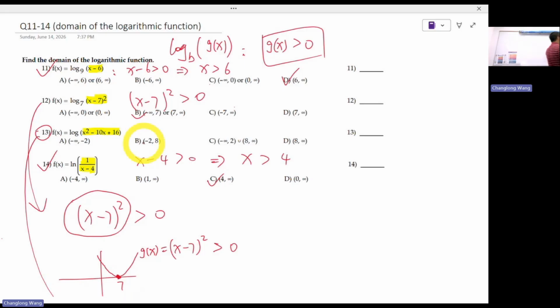I'm not saying that x has to be positive. I'm saying that whatever x you're supposed to take, we'll have to make sure that the things inside the log is positive. Now, number 13, so that's the only kind of problem. You have to do just a bit more algebra, right, to get to the graphing part if you decide to graph and solve for the inequality.